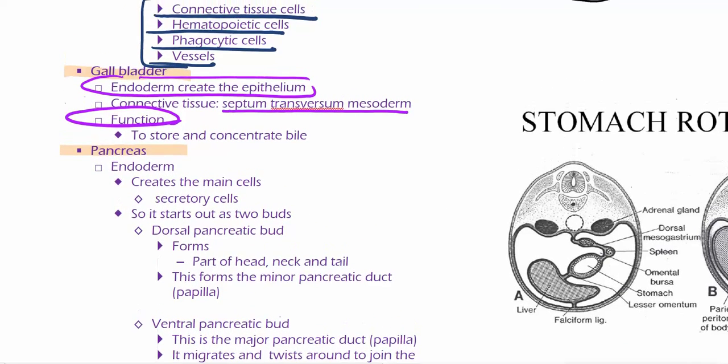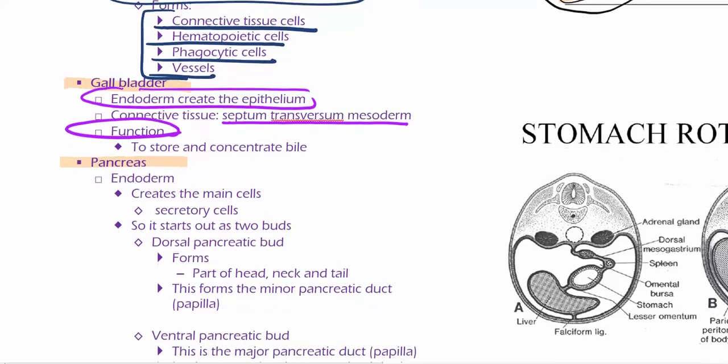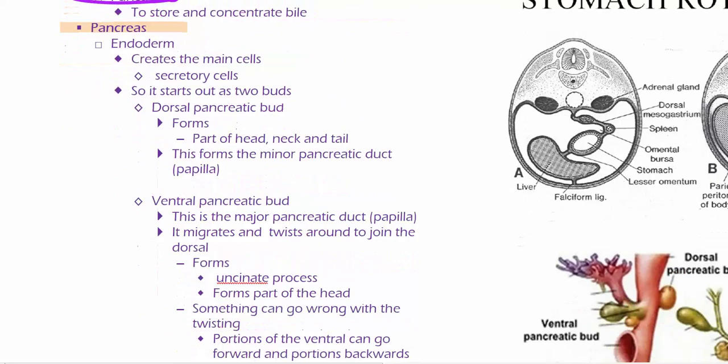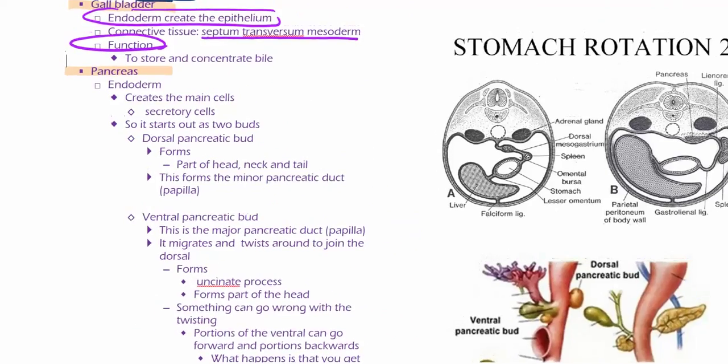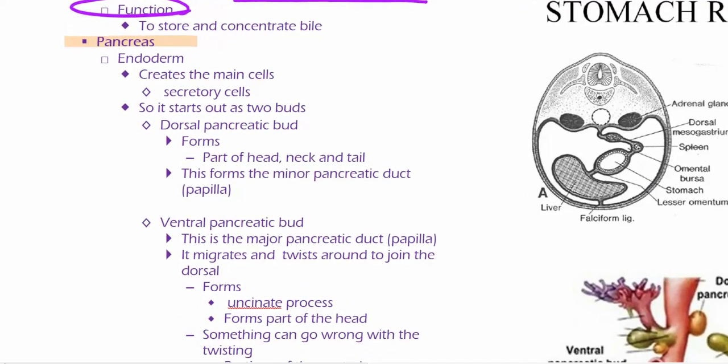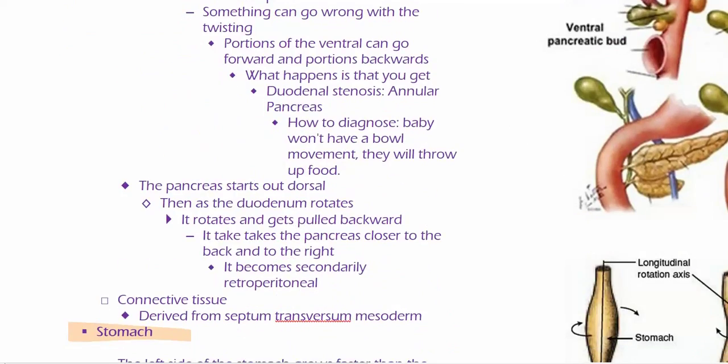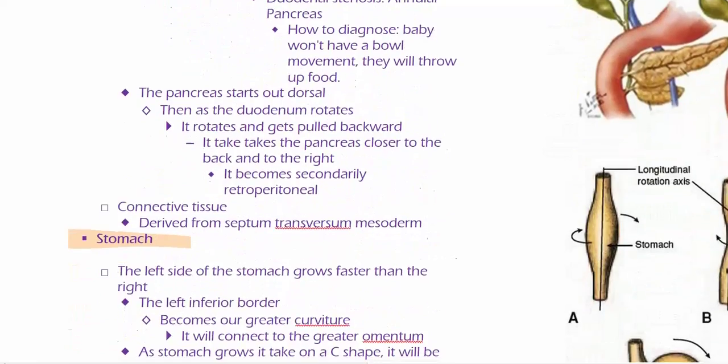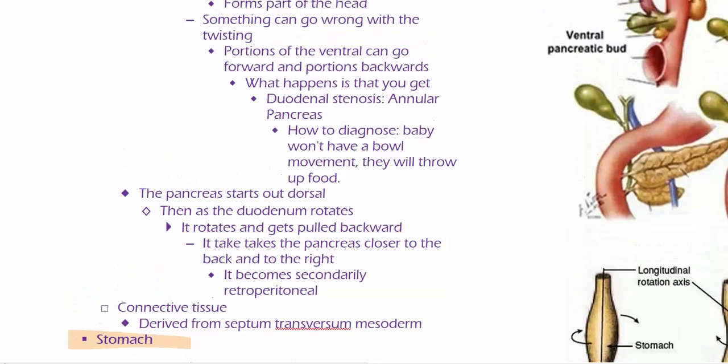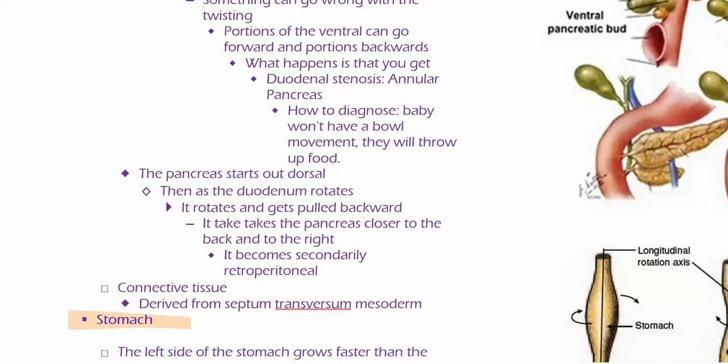So now, looking at the pancreas. All right, so the pancreas is going to be derived from your endoderm. The endoderm is going to be creating the main cells, and also we're going to have the septum transversum creating the connective tissue component of your pancreas.